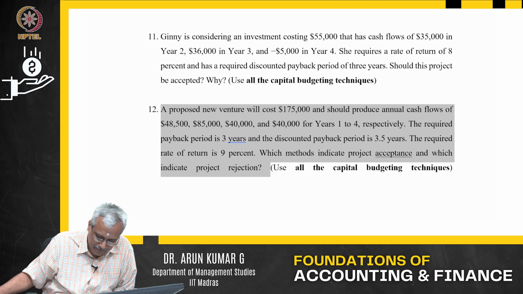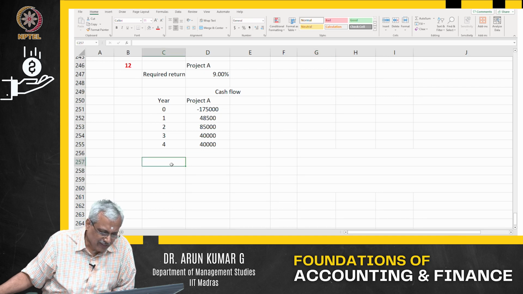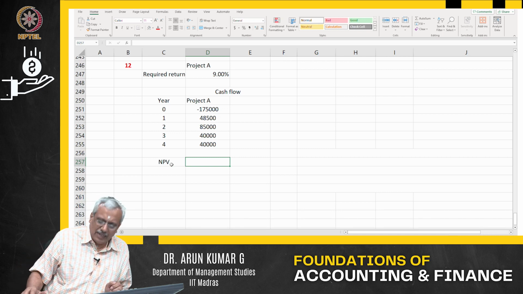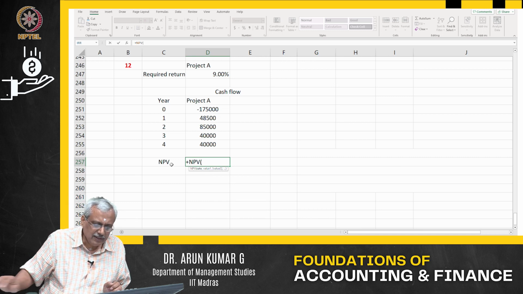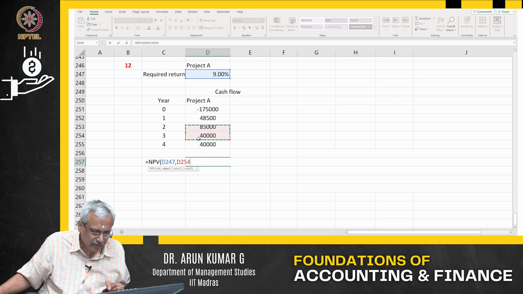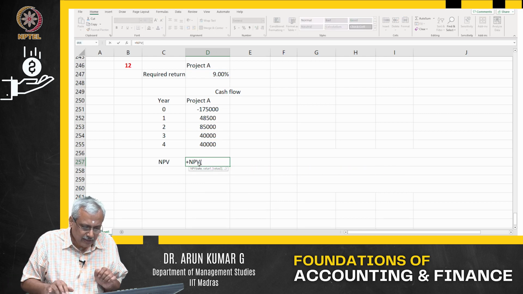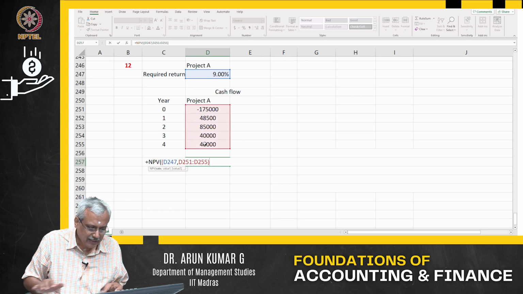Let us go to this. Now you see the 12th. Let us calculate each one of it. Let me calculate the first one, the NPV, net present value of the project. It gives me rate 9%, cash flows, this is the cash flows, I'm sorry, I think I made a mistake. NPV, this is the rate 9%, and these are the cash flows I will basically have, and then enter.